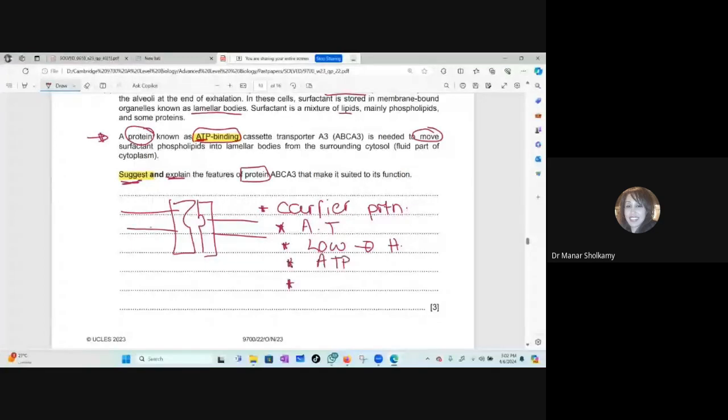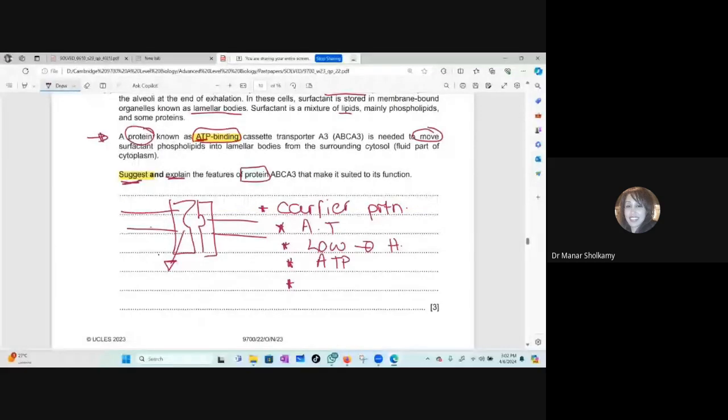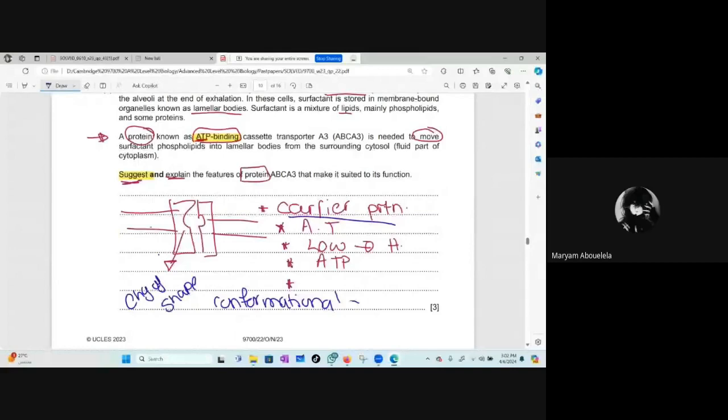Now, this energy is needed for what? Why do I need energy? To change what? Doesn't it change shape? Carrier proteins carry materials from low to high concentration. They change shape. And what is the name of this change of shape? Conformational changes. Thank you. Conformational changes. Okay, please study every single detail.